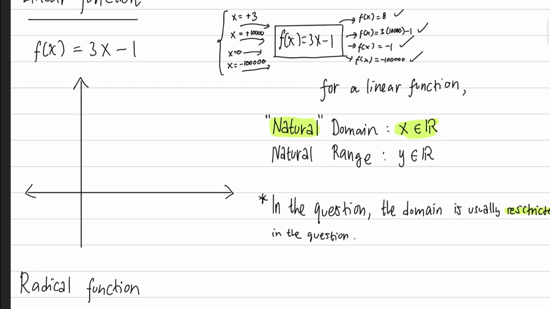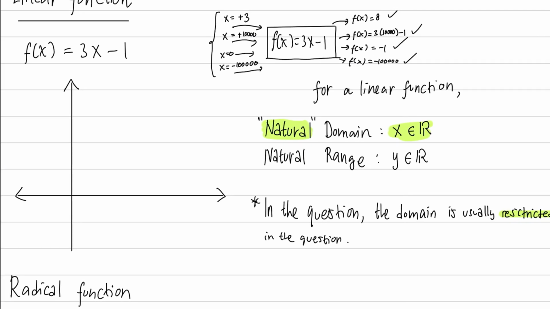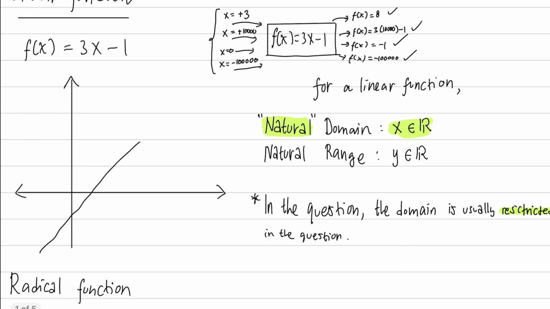Now, let's look at our graph. f(x) = 3x - 1. The graph is kind of like this. Now, in a graph, how do we think of the domain? The domain is how far the graph can go horizontally. As you can see, the graph is going up forever and going down forever in a linear function.